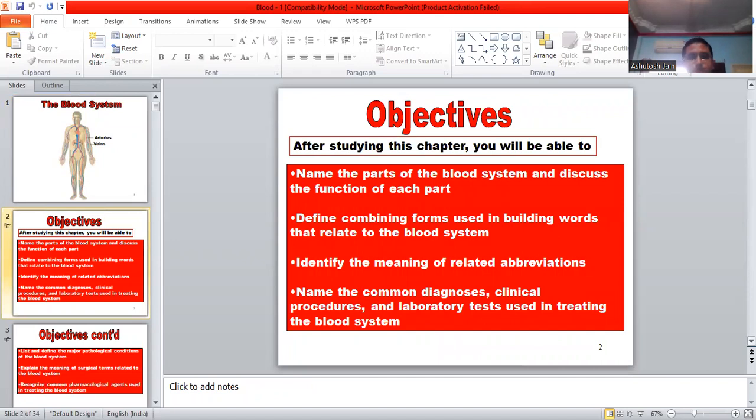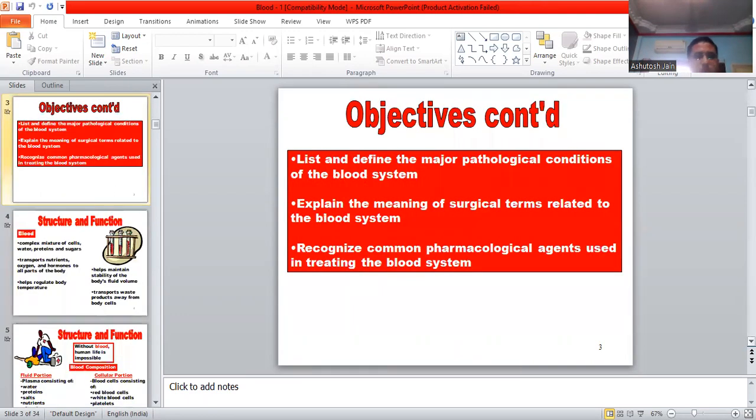Objectives of this chapter. After studying this chapter, you will be able to name the parts of the blood system and discuss the function of each part, define combining forms used in building words that relate to the blood system, identify the meaning of related abbreviations, name the common diagnosis, clinical procedures, and laboratory tests used in treating the blood system. Objectives continued. List and define the major pathological conditions of the blood system, explain the meaning of surgical terms related to the blood system, recognize the common pharmacological agents used in treating the blood system.